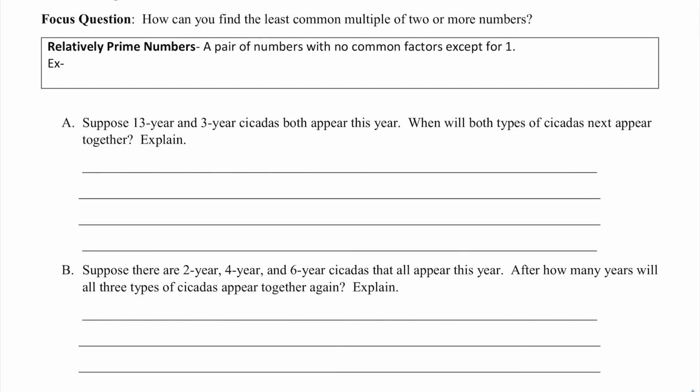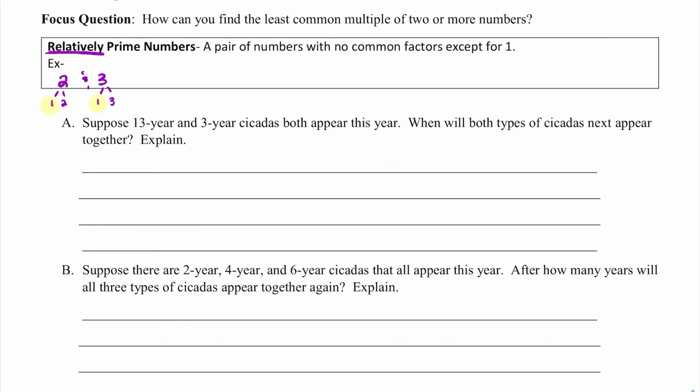I'll give you the first example here. Let's do 2 and 3. When you look at the factors of 2 and 3, what do they have in common? I know the factors of 2 are 1 and 2, and I know the factors of 3 are 1 and 3. The only thing that these two have in common is the factor of 1, which is exactly what we're looking for. So these are relatively prime numbers.